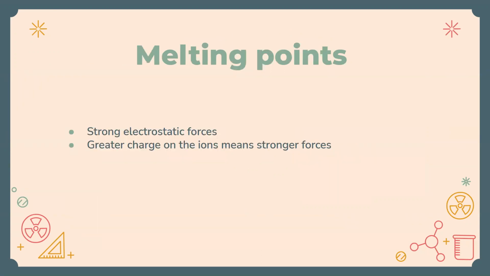Some ionic compounds have stronger electrostatic bonds than others, resulting in higher melting and boiling points. The general pattern here is that the larger the charge on the ions, the stronger the bonds, and the higher the melting and boiling points. For example, in sodium chloride, the ions are 1 plus and 1 minus, with sodium chloride having a melting point of 801 degrees Celsius. Magnesium oxide with 2 plus and 2 minus ions has a melting point of 2,852 degrees Celsius.